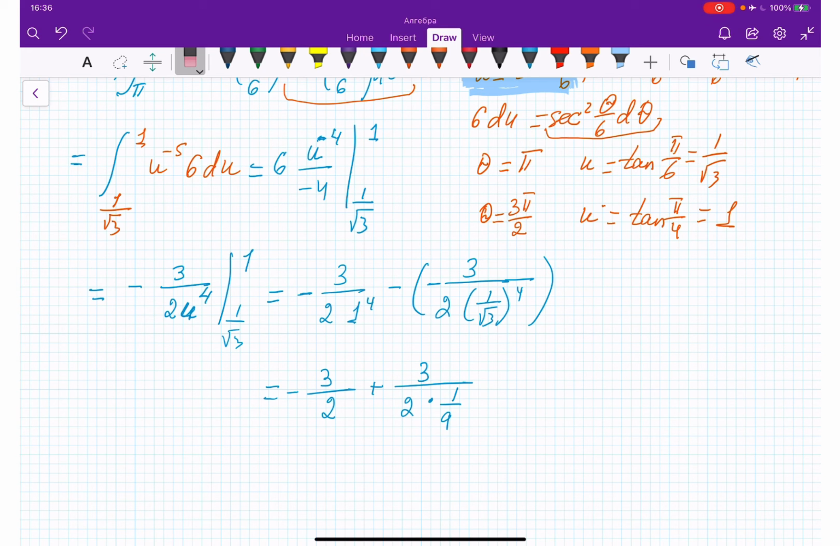All right, so we are getting here -3 over 2 plus 3 divided by 2 over 9, and which we get -3 over 2 plus 9 comes on the top, so 27 over 3, no, 27 over 2, pardon.